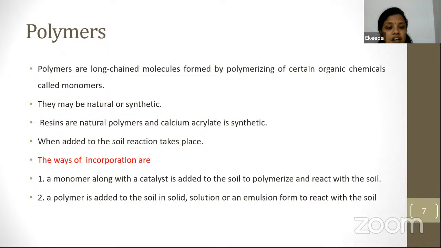Polymers are long chain molecules formed by polymerizing certain organic chemicals called monomers. They may be natural or synthetic. Resins are natural polymers and calcium arsenate is synthetic. When added to the soil, a reaction takes place.